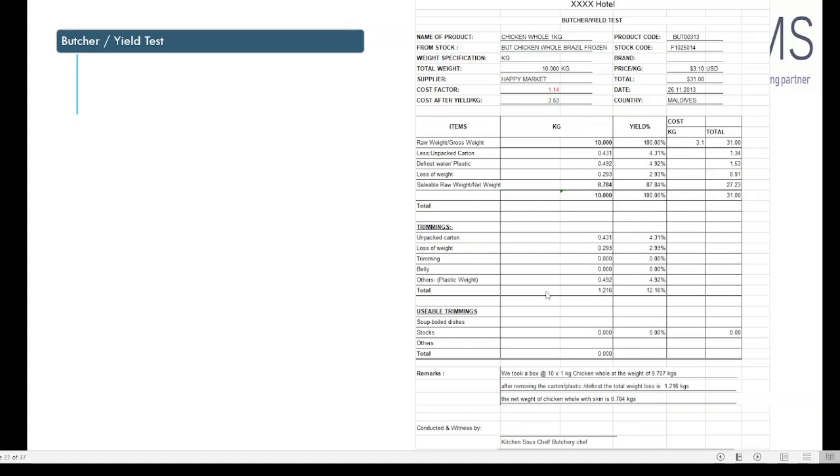And then after that, you are doing the trimmings, and after that you get the usable portion. How much is the usable? Based on that, you are going to decide what should be the price. Cost after yield is going to be 3.53, rather than before, when it was 3.1 dollars per kilogram, and now the cost has changed to 3.53. So that's the easy way to understand that.